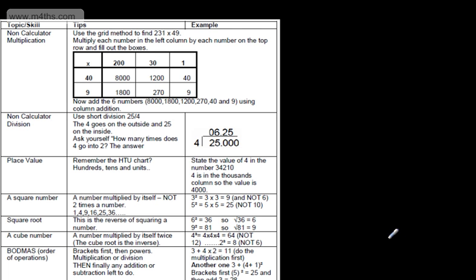In this first video, we're going to start looking at number. The first topic we're going to look at is non-calculator multiplication. There are lots of different approaches that you could use. The grid method is just one of them.